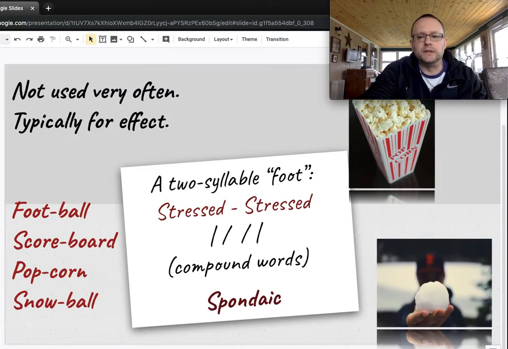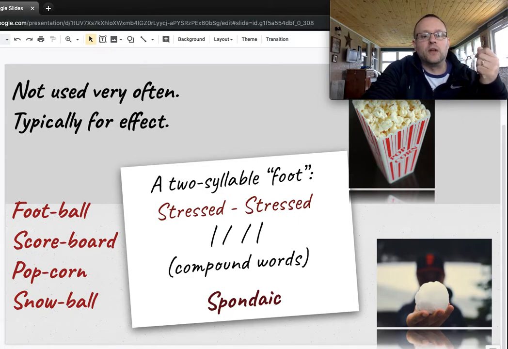The last one, and this one's a little bit different, is only 2 syllables. Both syllables are stressed. And this type doesn't get used very often within poetry. When it is done, it's usually done for an effect. But this really works with compound words.